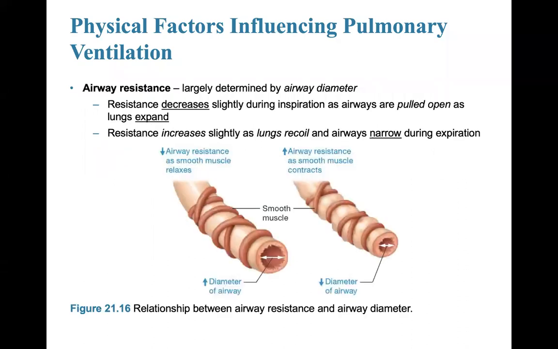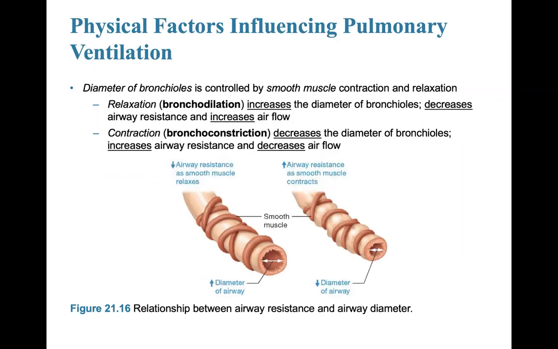So let's look at airway resistance first. This is largely determined by the airway diameter. Resistance decreases slightly over inspiration as the airways are pulled open and the lungs expand. Resistance increases slightly as the lungs recoil and the airways narrow due to expiration. The diameter of bronchioles is controlled by smooth muscle contraction and relaxation. Relaxation, which is bronchodilation, increases the diameter of the bronchioles, decreases airway resistance, and increases airflow. Contraction, or bronchoconstriction, decreases the diameter of the bronchioles, increases airway resistance, and decreases airflow.